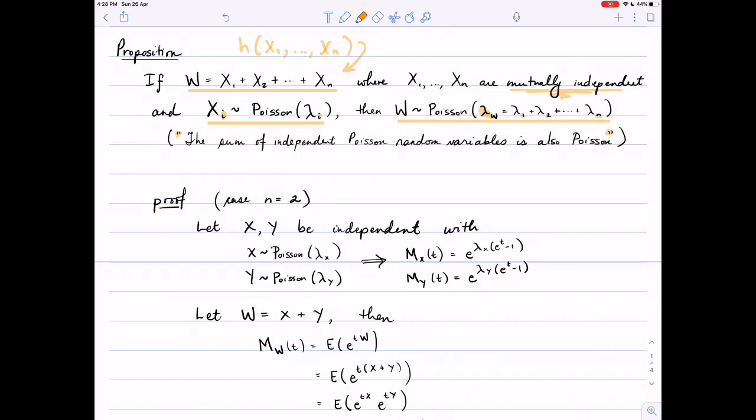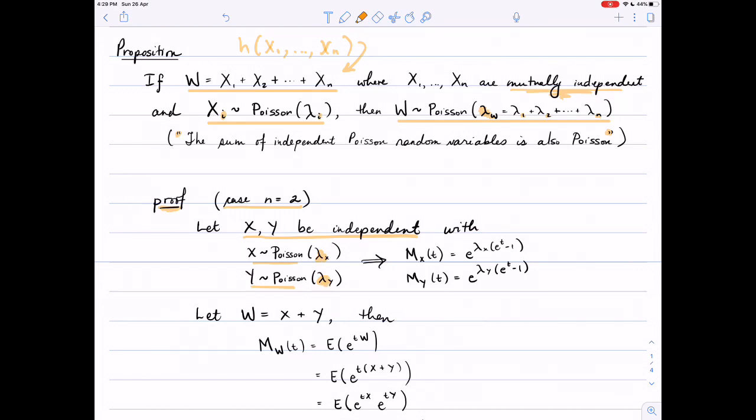So let's prove this. We're going to prove this using the method of moments, and for simplicity's sake, just do the case where there's only two variables, but there's nothing here that is particular about that. It just simplifies the notation. The same proof changed for n variables would work. So let's let x and y be independent, both Poisson random variables, where x has parameter lambda sub x, and y has parameter lambda sub y.